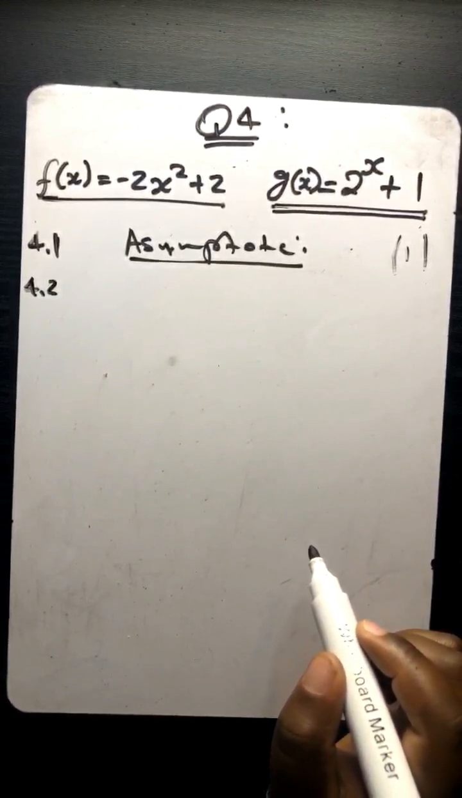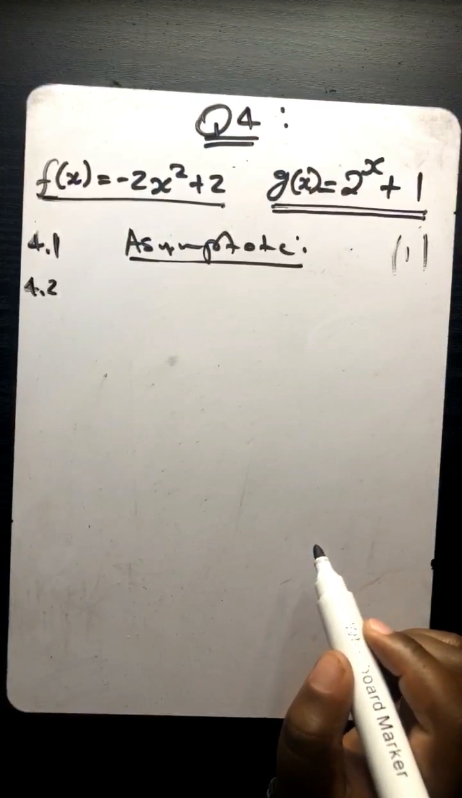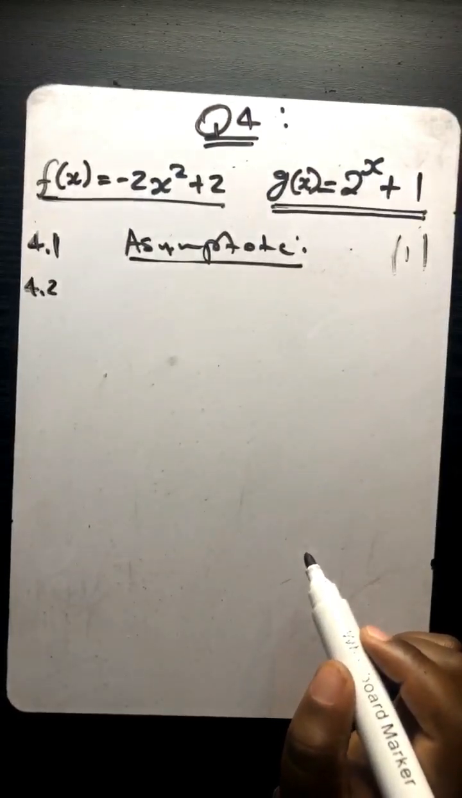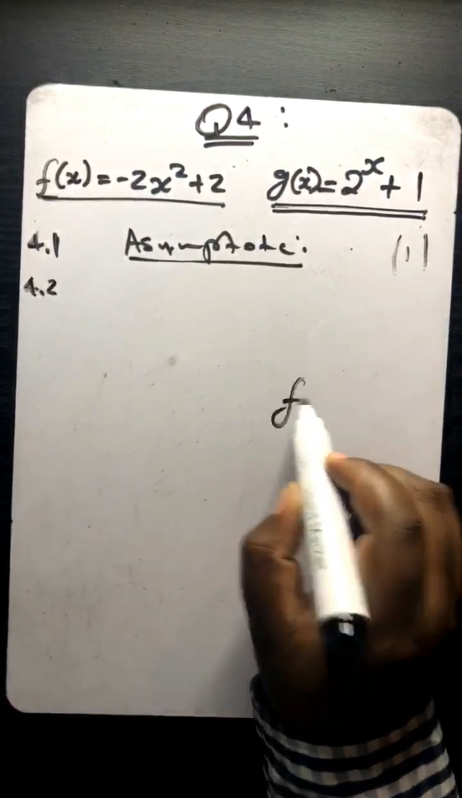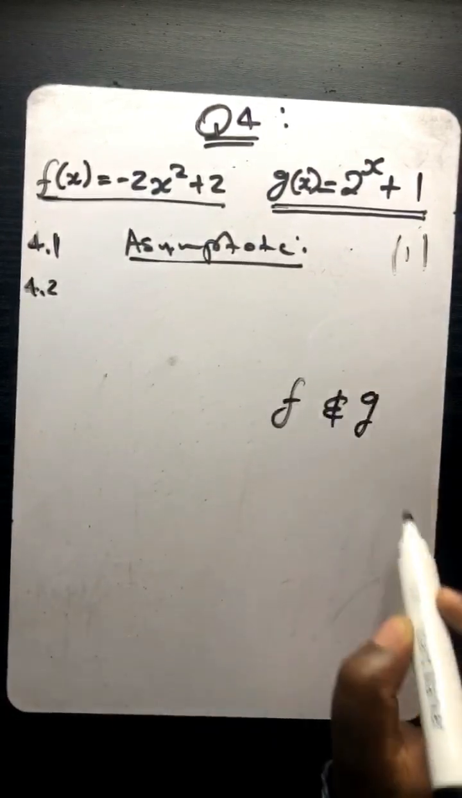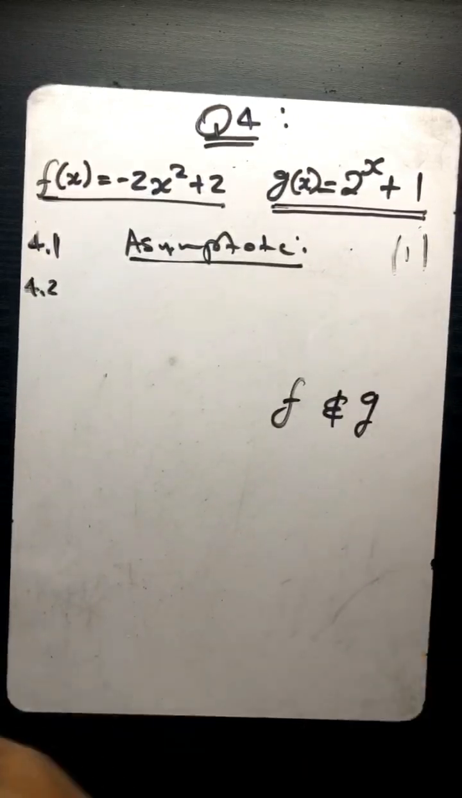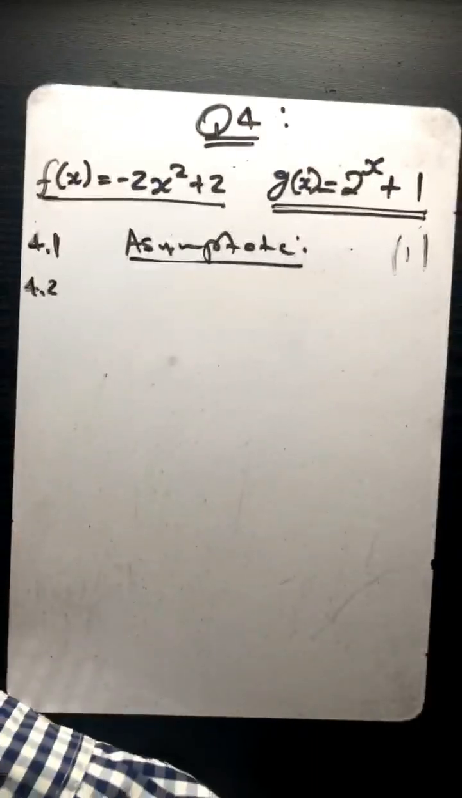I'm not sure what to say in Zulu. They are saying save f and g in the same plate. That's what they mean, the pap and the gravy on the same plate.